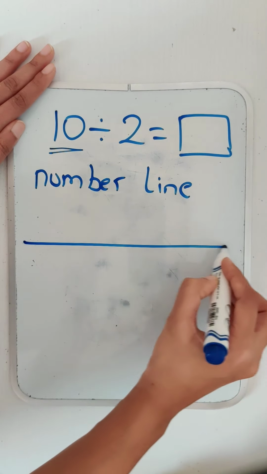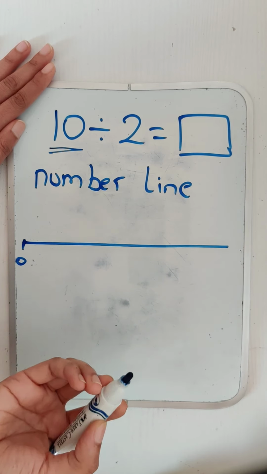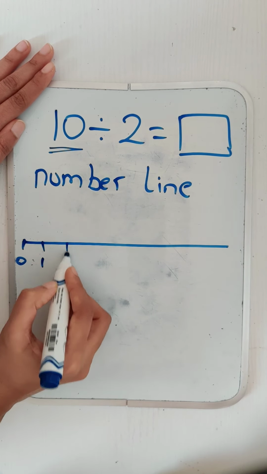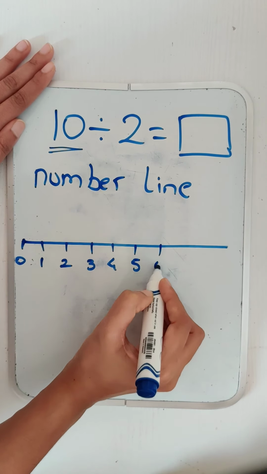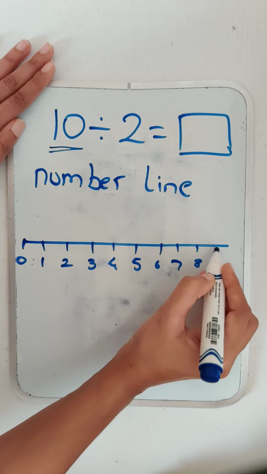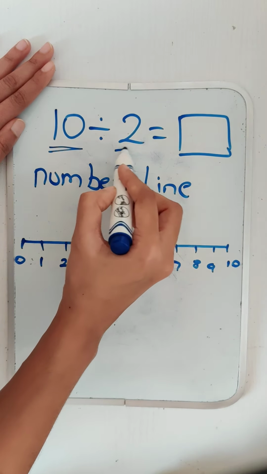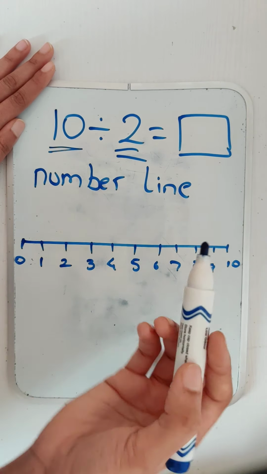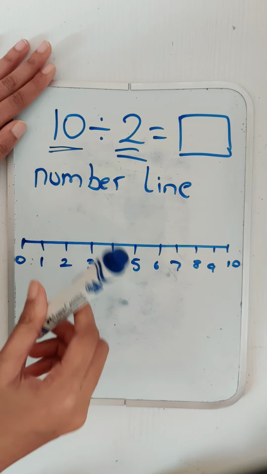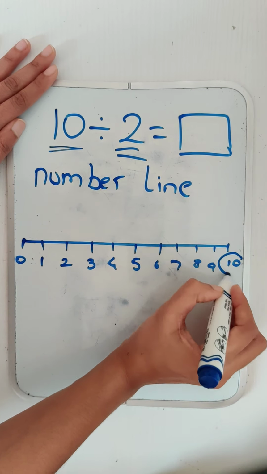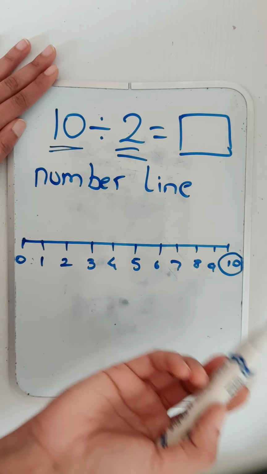Okay, so this is my number line, and always remember that the number line starts from the number 0. Okay, so 1 2 3 4 5 6 7 8 9, and I'm going to stop at 10. And my divisor is 2, which tells me how many jumps, how many mountains to skip. So what I have to do is I have to circle the number 10, because my dividend is that. My number 2 tells me how many mountains to skip.